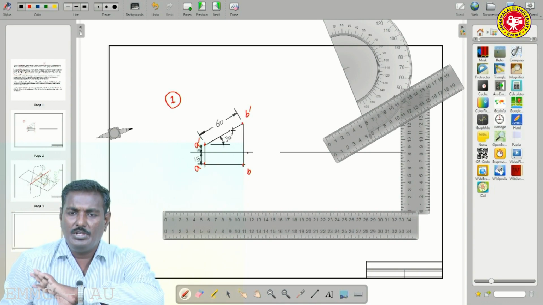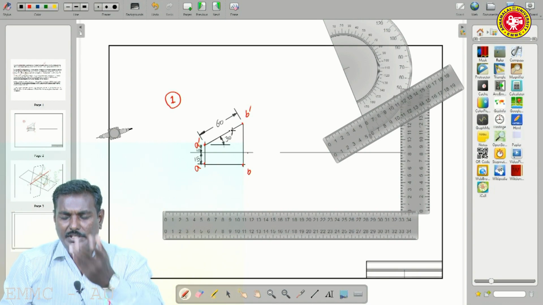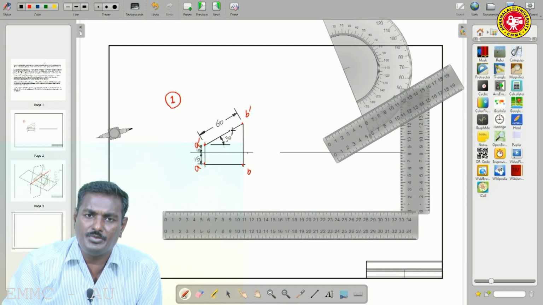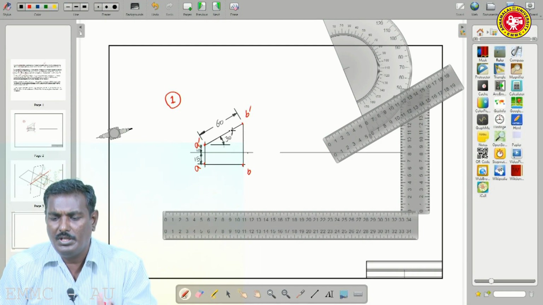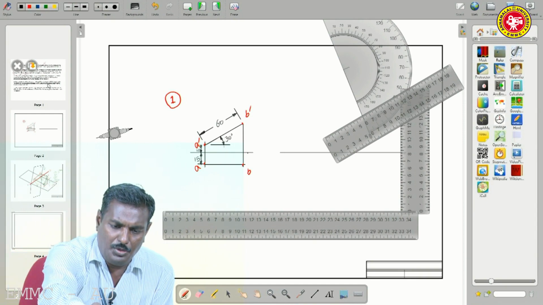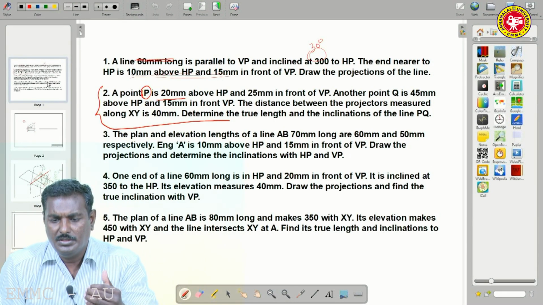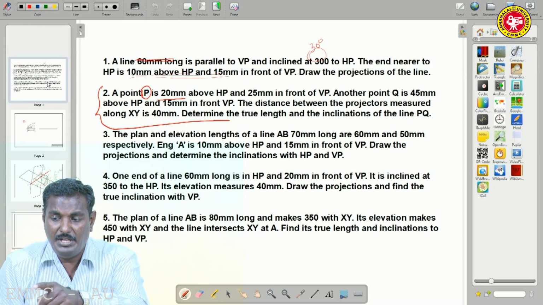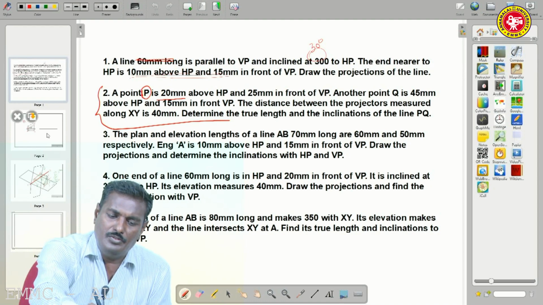So, not just projecting, after that you have to make dimensions. Then only are problems completed. First problem is over now. Then we are moving on to the second problem. In the second problem, a point capital P is 20 mm above HP and 25 mm in front of VP. So, we have to draw.